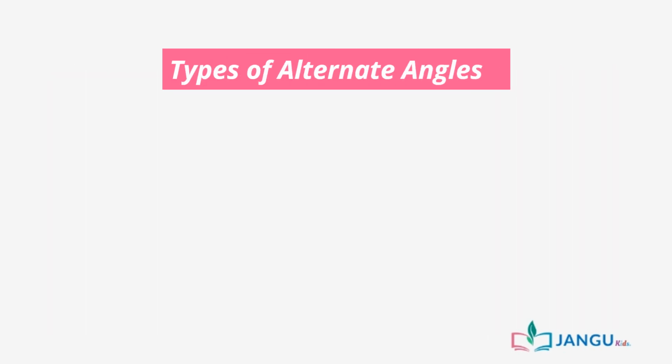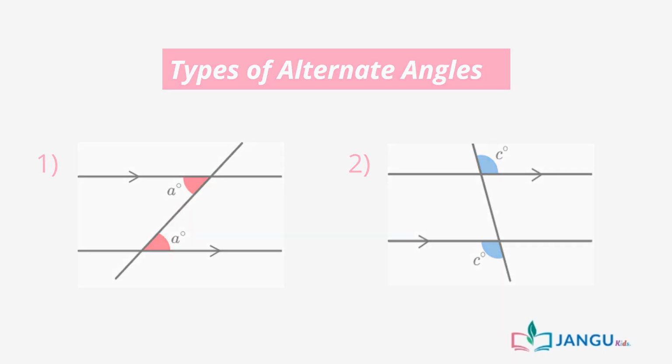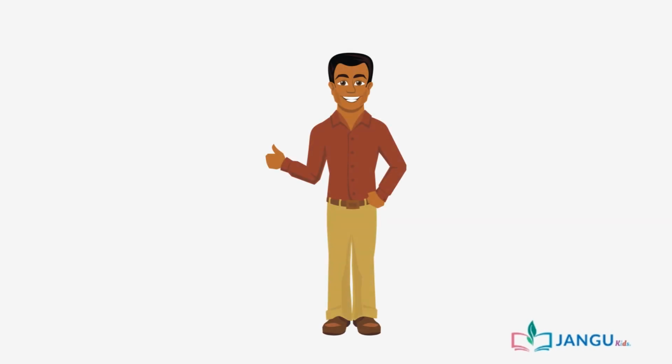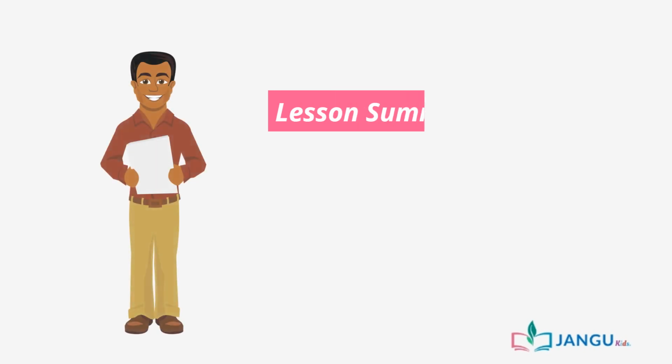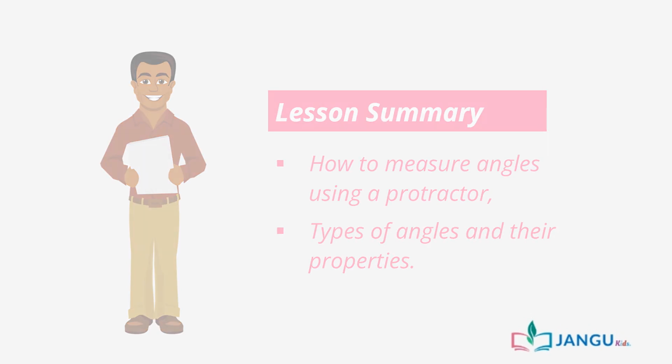There are two types of alternate angles: alternate interior and alternate exterior angles. Good job for following to this point, and we have come to the end of the lesson. Today, we learned how to measure angles using a protractor. We also identified types of angles and their properties.